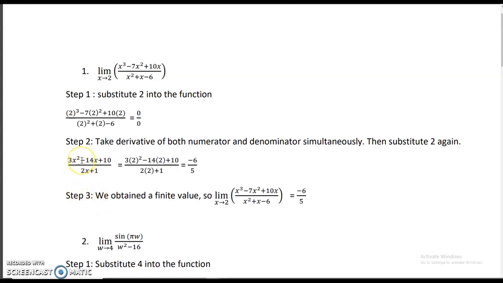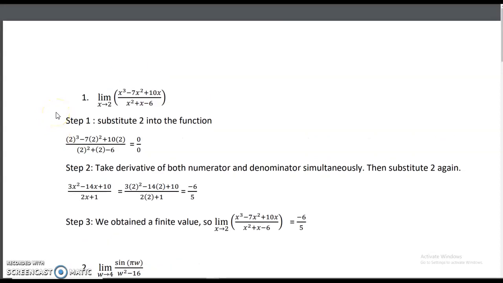Hey guys, I'm Jameson, and today I'm going to teach you how to use L'Hopital's rule. I'm going to give you four examples, and then you're going to try the last four by yourself. So let's start off with number one.